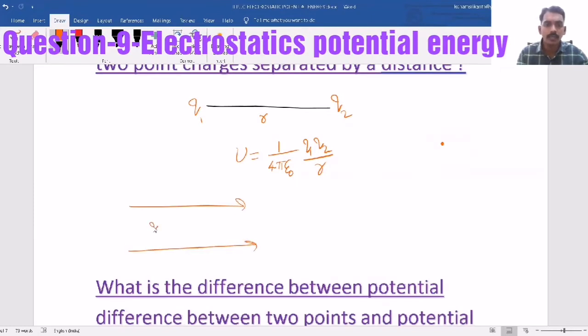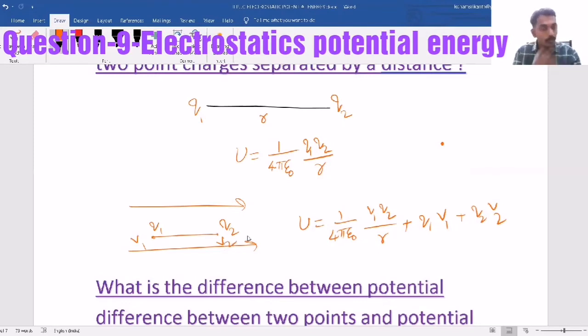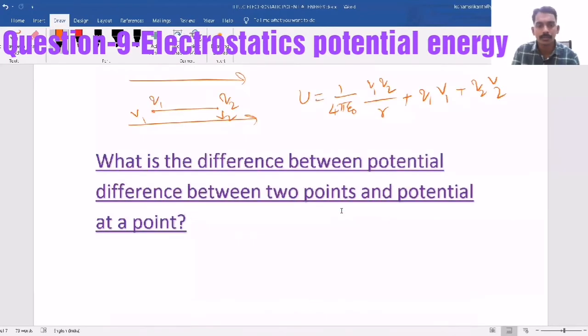If there is an electric field and the two charges are separated in the presence of an external field, then the potential energy is 1 by 4 pi epsilon naught q1 q2 by r plus q1 into v1 plus q2 into v2. v1 is the potential here and v2 is the potential here. So this is the electrostatic potential energy of a system of 2 point charges separated by some distance. This is the thing you need to remember first.